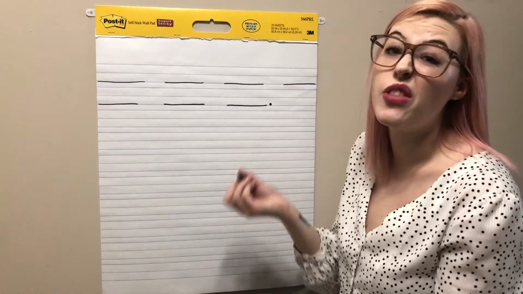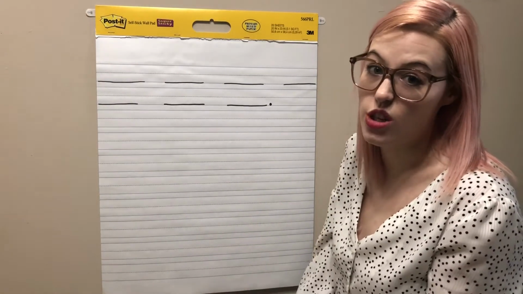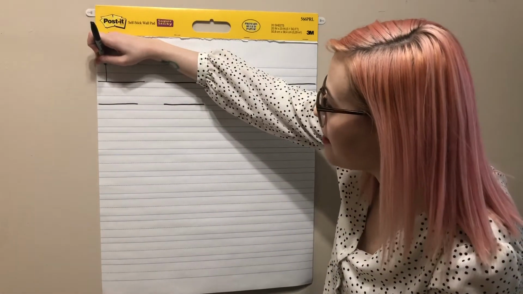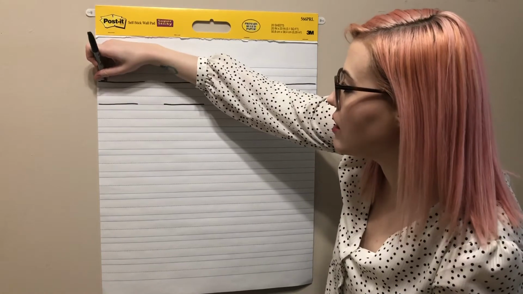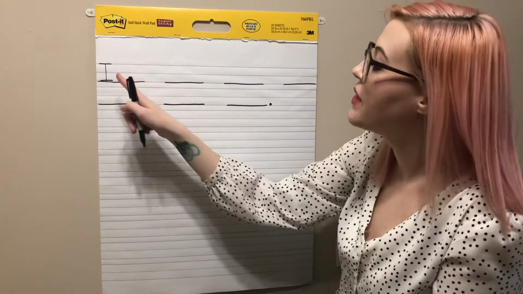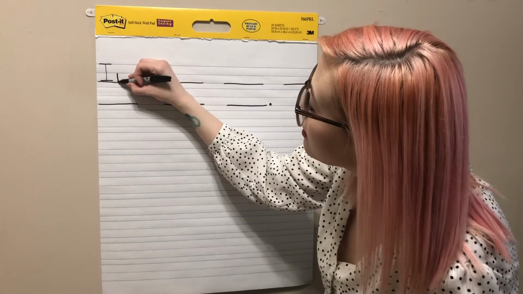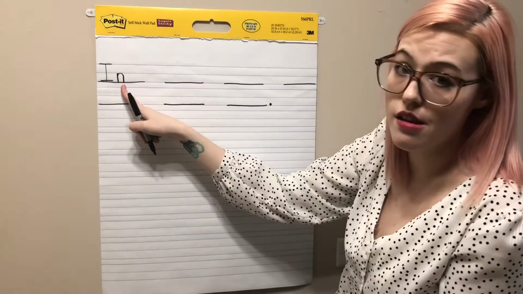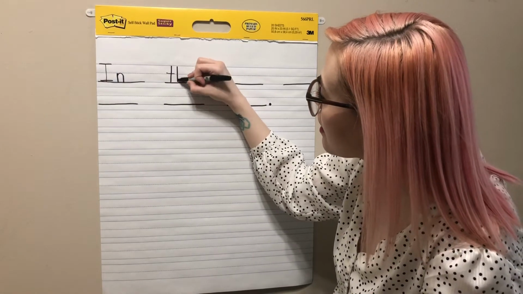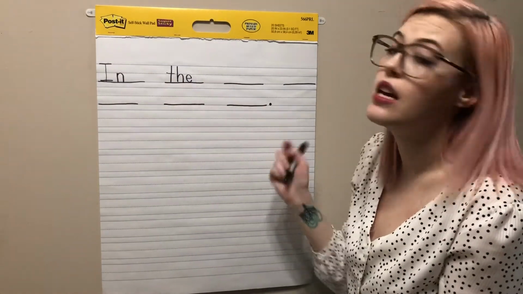Okay, so the first word was in. In is a sight word, but that's a word we can also stretch out. I says I, so I need an I, and my first letter should always be a capital letter. So it goes from the headline all the way to the baseline. In, N says n. In, the, that's a sight word. T, H, E. In the summer.